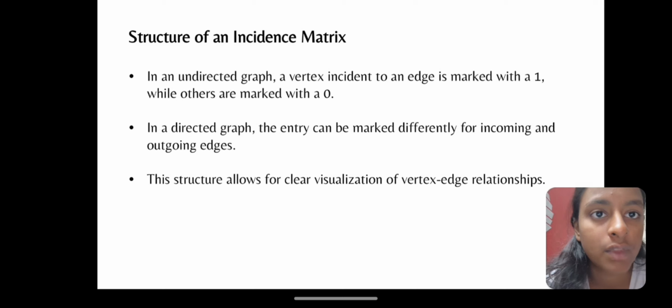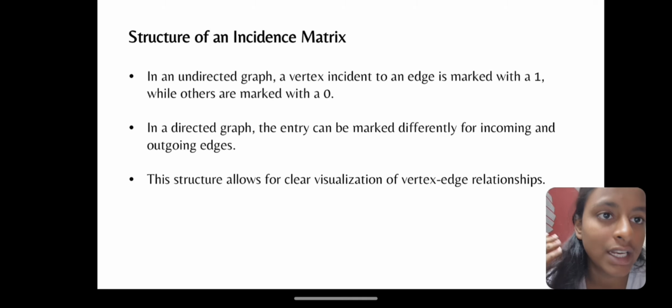Structure of incidence matrix. In an undirected graph, a vertex incident to an edge is marked with 1, while others are marked with 0. In a directed graph, the entry can be marked differently for incoming and outgoing edges. This structure allows for a clear visualization of vertex-edge relationships. This basically gives a clear idea about how an edge is connected between two vertices.